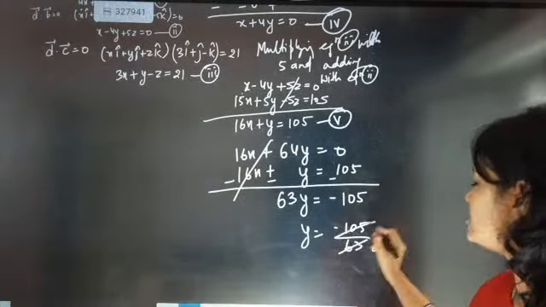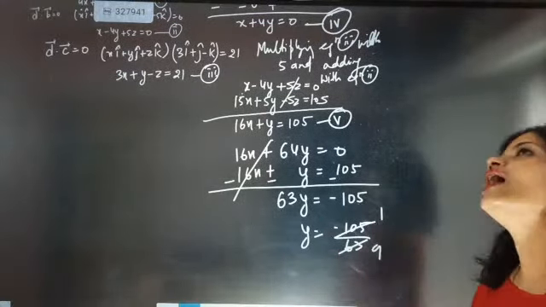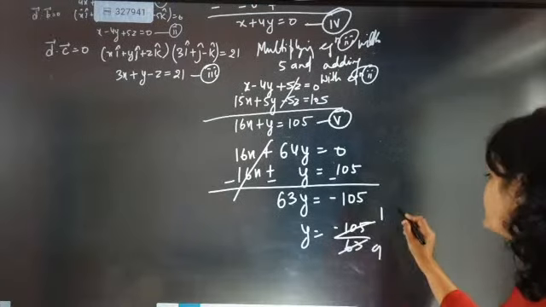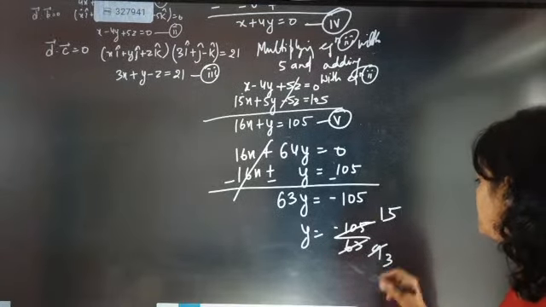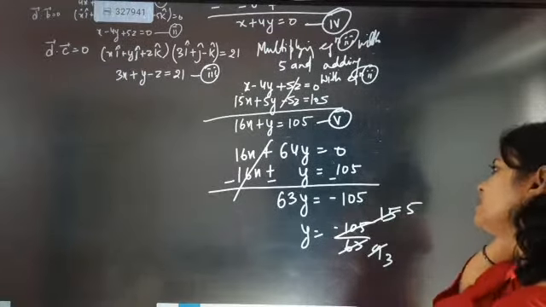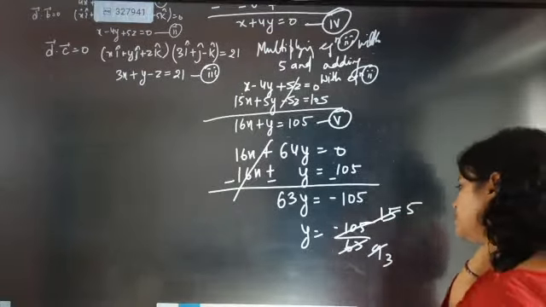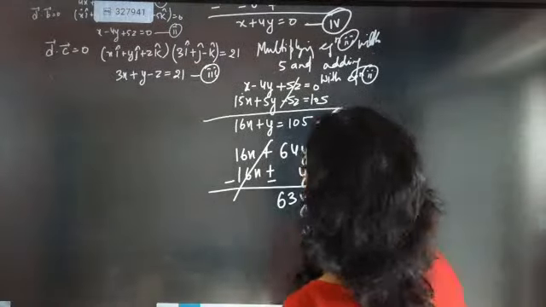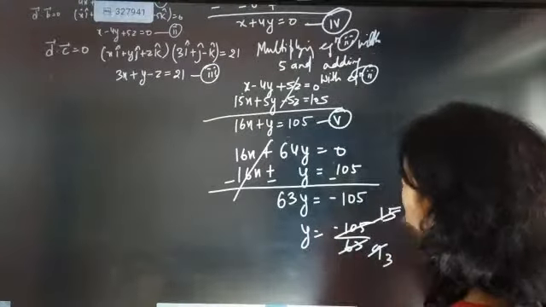7 9s are 63, 7 1s are 7, 7 5s are 35. Then 3 3s are 9, 3 5s are 15. y is coming as minus 5 by 3. Check anyone, y is coming as minus 5 by 3. I am getting y as minus 5 by 3. Did I do anything grave here?